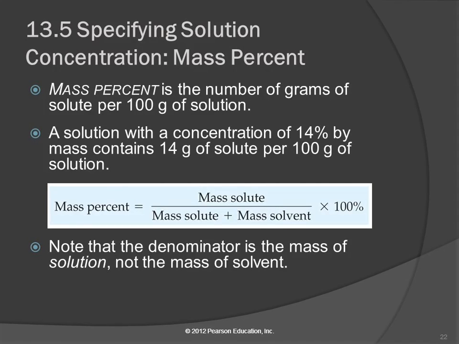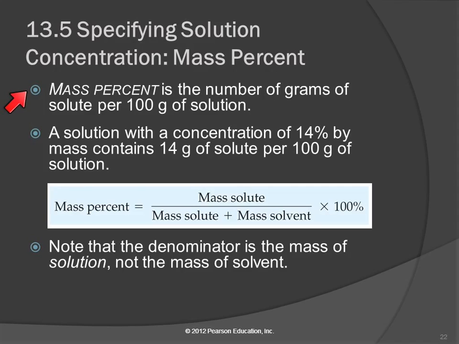Solutions have at least two parts, a solute and a solvent. And sometimes we need a quantitative measure of the concentration, you know, how much solute is in this solution. So one quantitation is mass percent. There are several different ways of quantifying the concentration of a solution because the different ones are useful in different fields. Mass percent is one that's used quite a bit in medicine and biology.